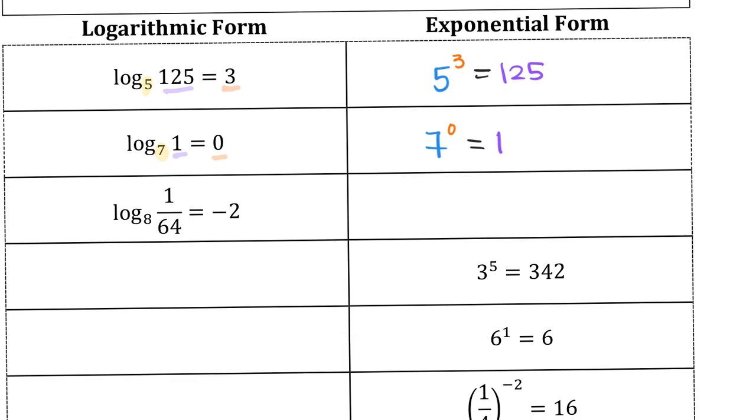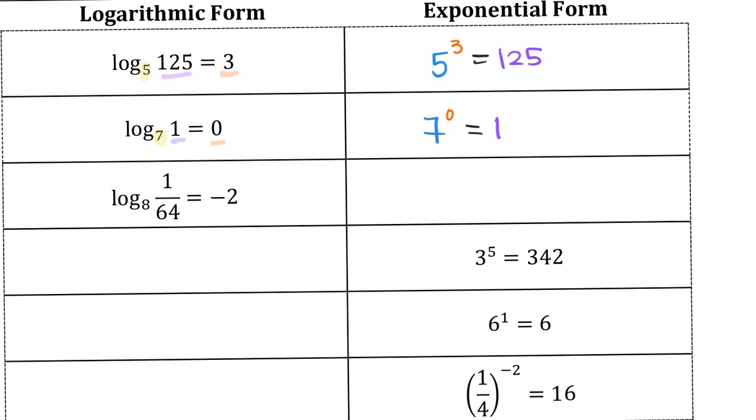Okay, let's try the next one. What's the base? The base is the 8. It equals the exponent, so the exponent is the -2, and then this equals 1 over 64, which is the argument. And 8 to the -2 is 1 over 64. So both statements are true, they're just written differently.